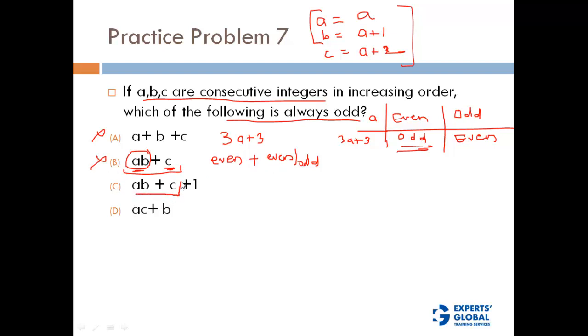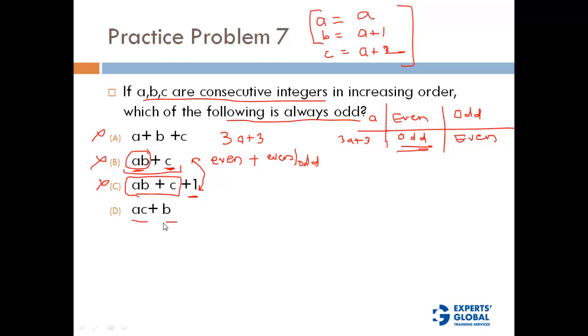AB plus C plus 1. See, look at this. This and this is the same thing, just that we have plus 1 here. So if we are not sure about AB plus C, we can't always be sure of AB plus C plus 1 also. So this is also not it.